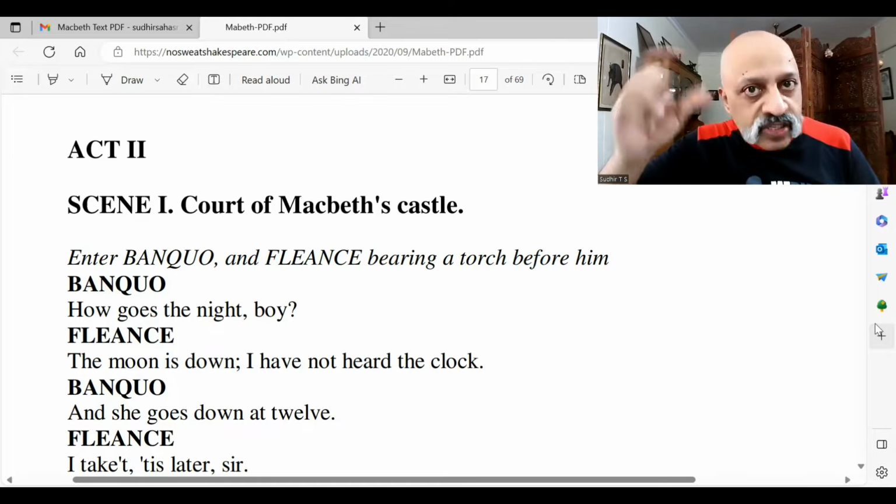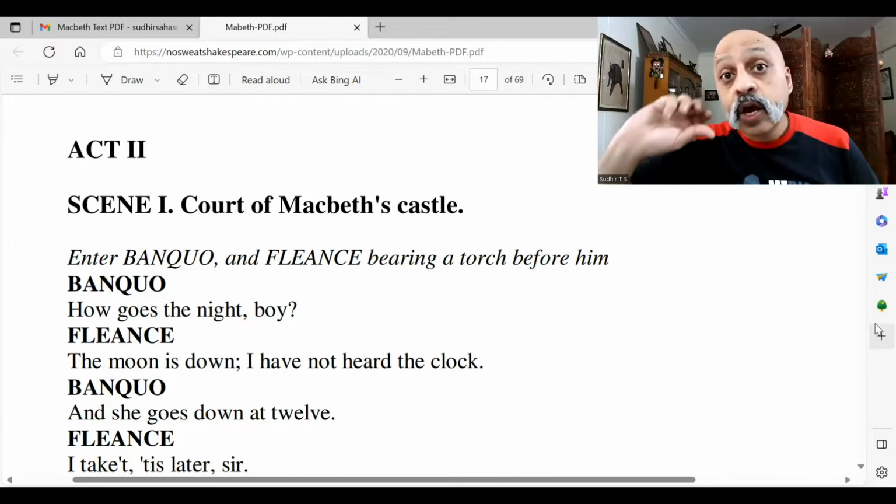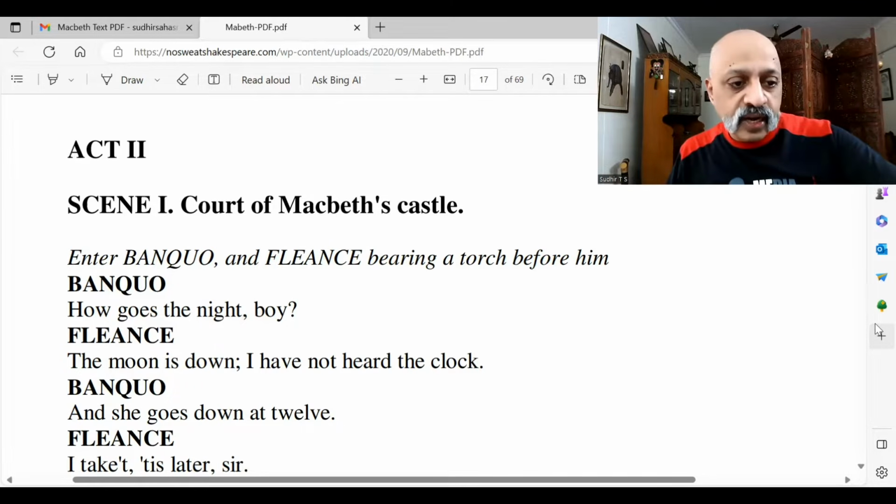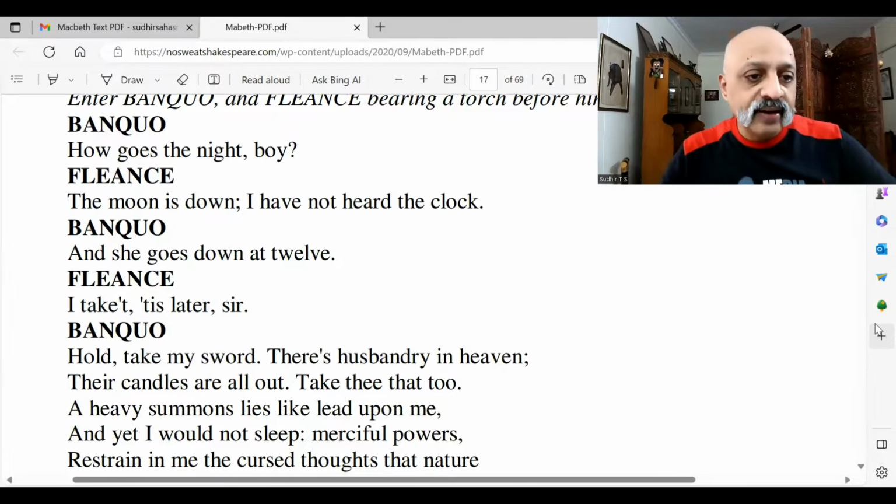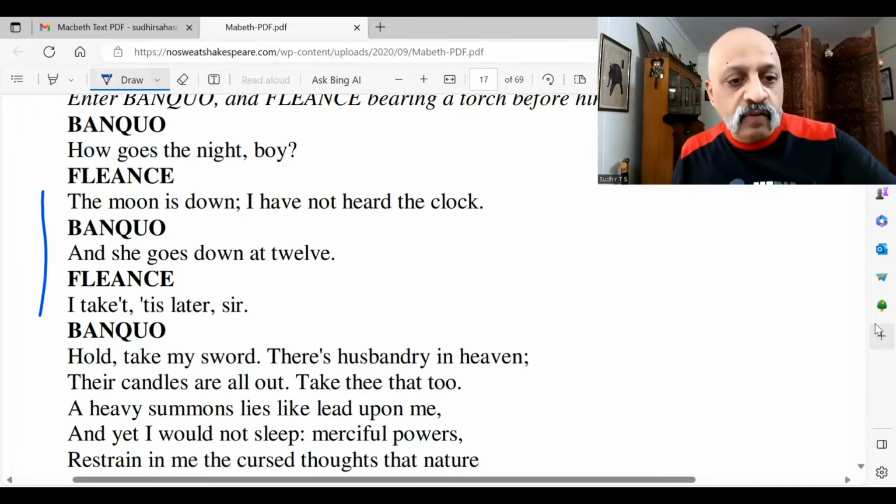तो इसीलिए उस अंधेरे की बात की जा रही है, उस लेट आवर की बात की जा रही है. I take it is later, sir, कि शायद 12 से ज्यादा बज गए हैं. तो बैंको बोलता है, मेरी तलवार को पकड़ो.